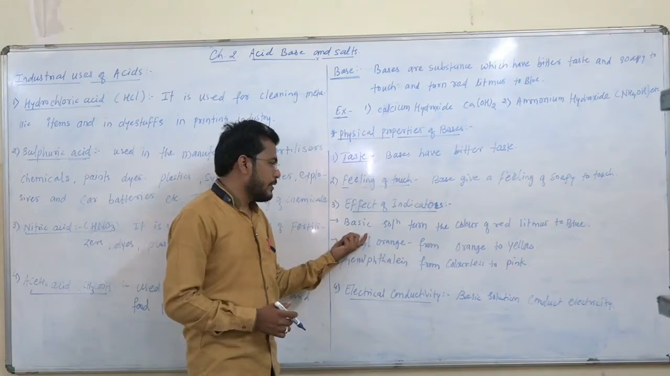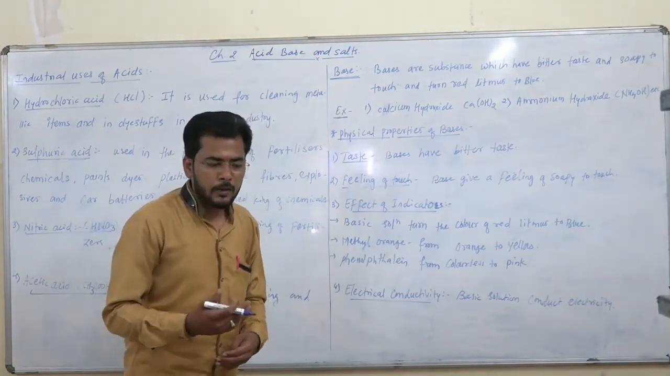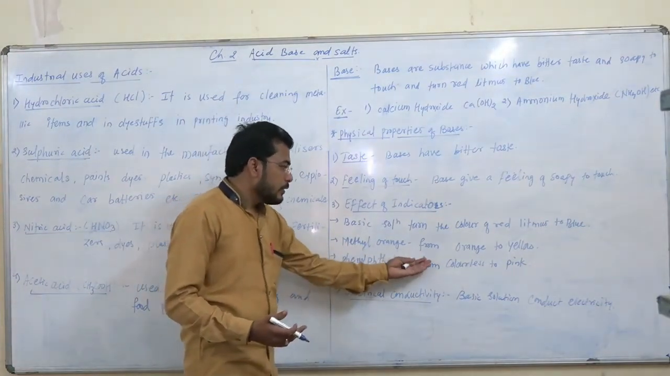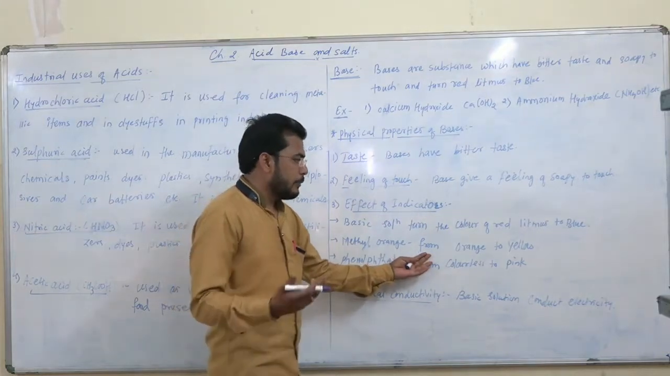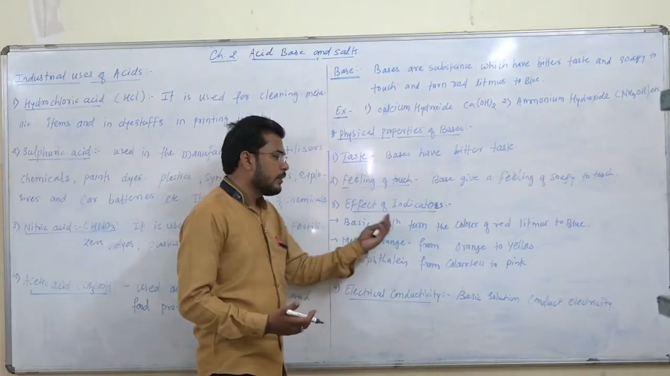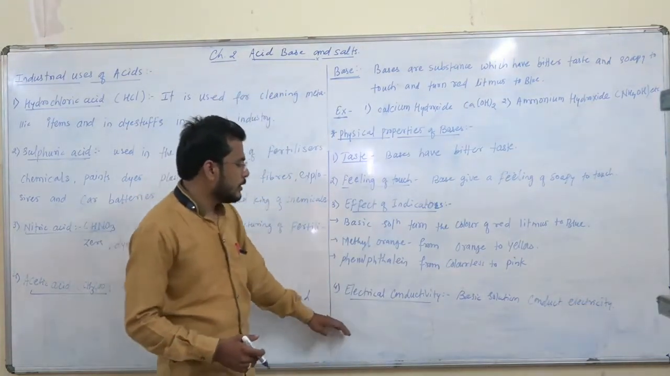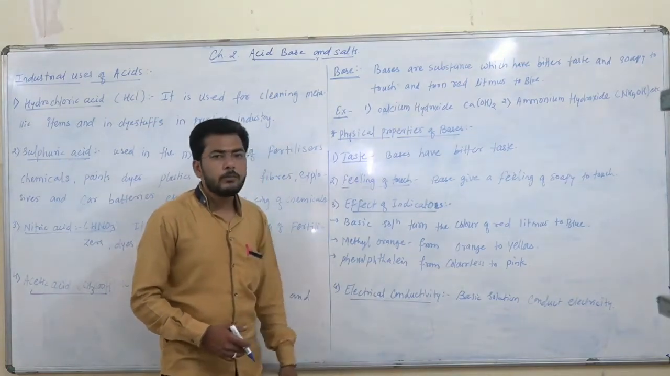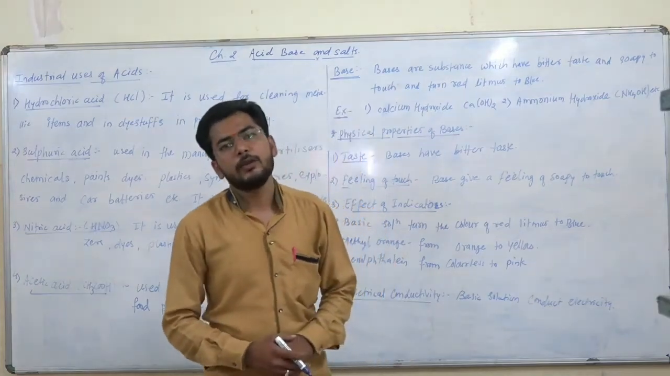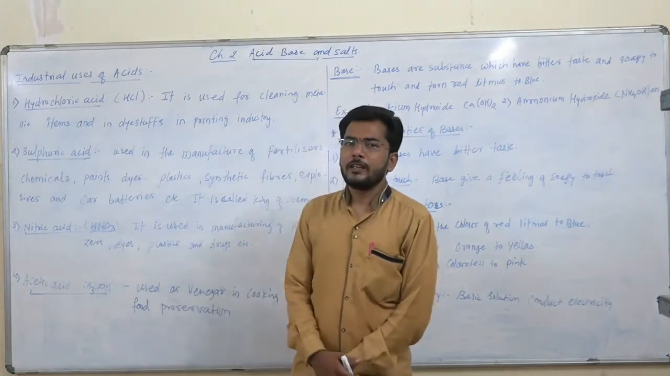In a basic solution, red litmus turns to blue litmus paper. We saw that yesterday. Methyl orange changes its color in basic medium from orange to yellow. Phenolphthalein indicator changes from colorless to pink. And last, we saw the electrical conductivity of bases. A basic solution conducts electricity because it produces ions. That's why it conducts electricity.